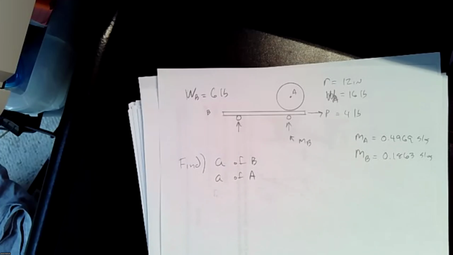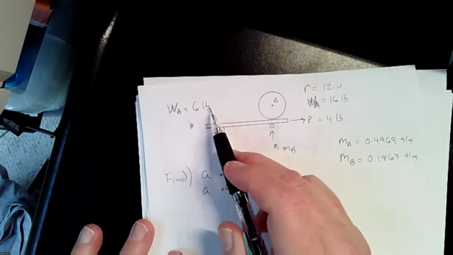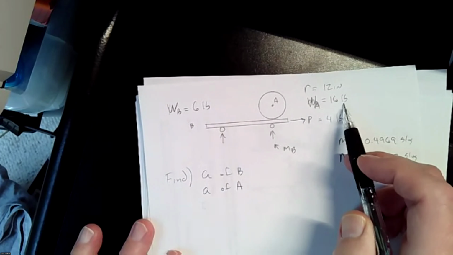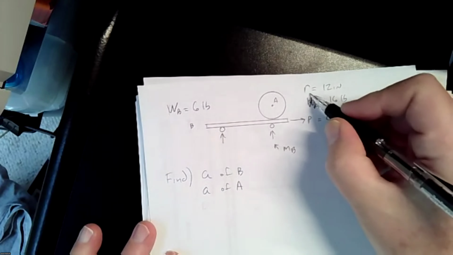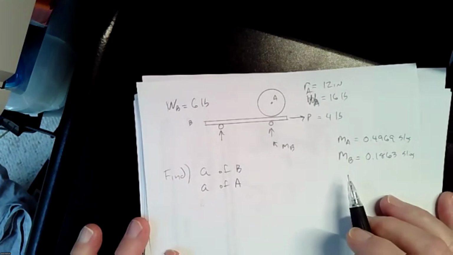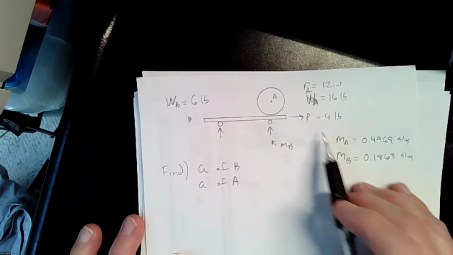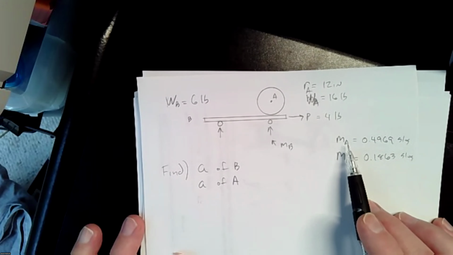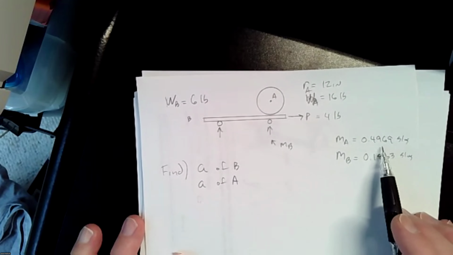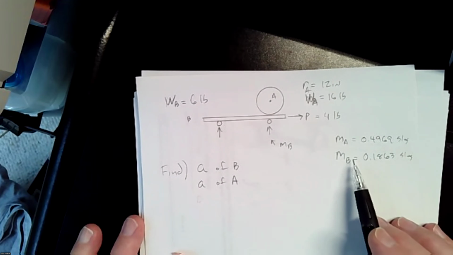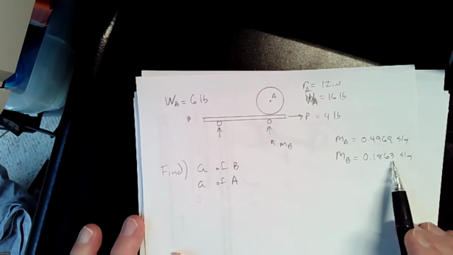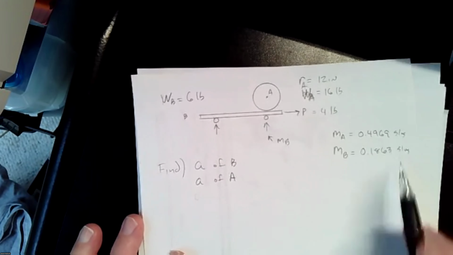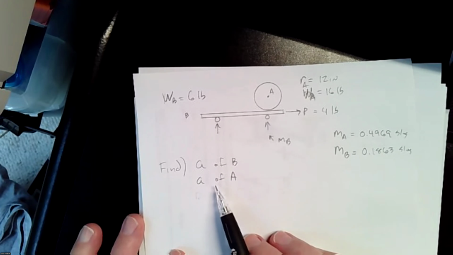So here's what our objects look like. The weight of B is 6 pounds, the weight of A is 16 pounds, the radius of A is 12 inches. We have a 4 pound force. If we divide the weights by 32.2, we get 0.4969 slugs and 0.1863 slugs for A and B. So we want to find the acceleration of B and the acceleration of point A.